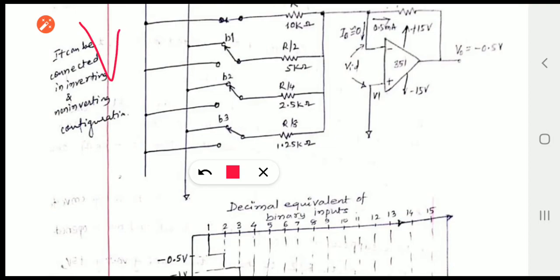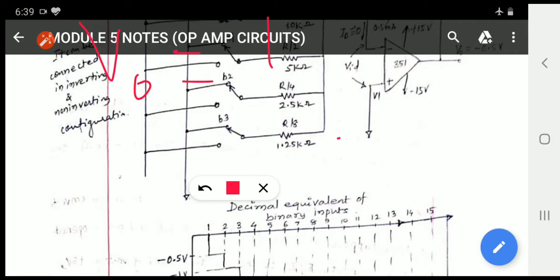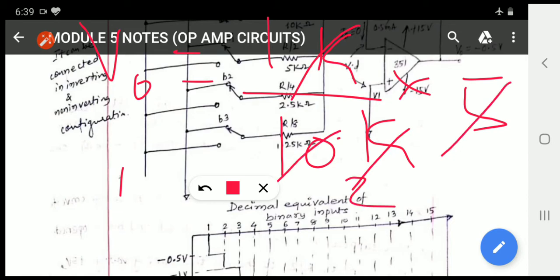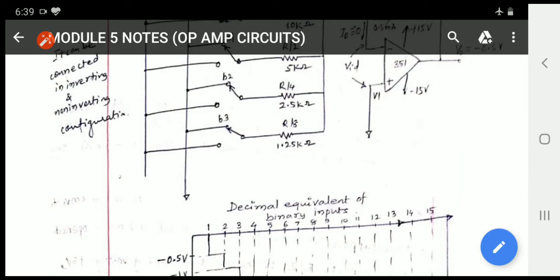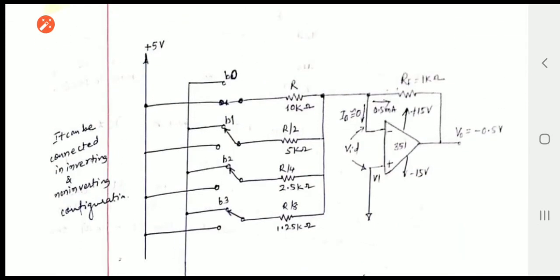V0 equals, Rf here is 1k, so 1k divided by R, which is 10k. Here B0 is connected to 5 volts, so this is 5. If I simplify this, we get 5 times 1 by 2. 1 by 2 is 0.5, and this is negative because it is an inverting amplifier, so I get minus 0.5. Like this we have done it for B0 when it is connected to 5 volts.